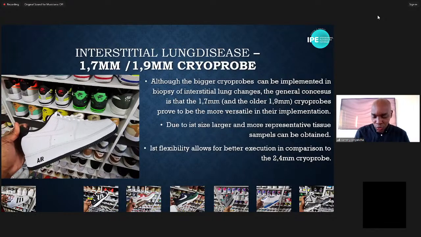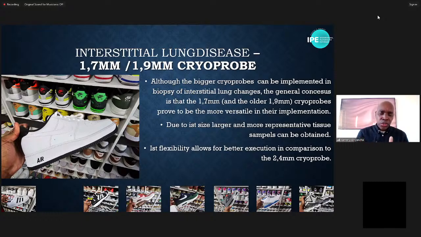So that would be the Air Force One. And in this case, we're talking about interstitial lung disease. That's where the cryobiopsy kind of made its name. Although you can use the 2.4 cryoprobe, which is the biggest one, the 1.7 with the single-use one and the 1.9 in the reusable one have been shown to have the better samples.